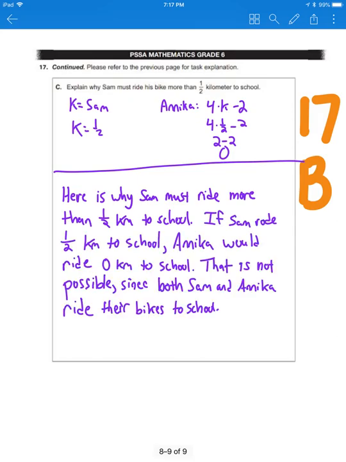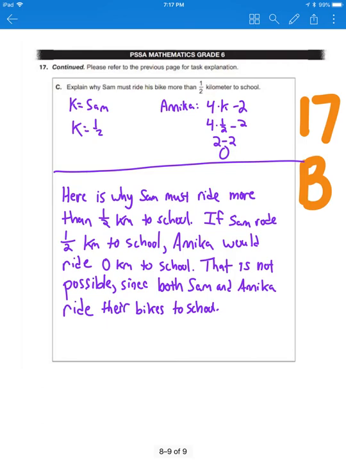Okay, so then I wrote my next 2 sentences here. So I said, if Sam rode 1/2 kilometer to school, Annika would ride 0 kilometers to school. And because I have my work showing up here, that helps my explanation, by the way. That is not possible since both Sam and Annika ride their bikes to school. So this explanation answers my question. I have a little work to show it as well. And it shows the people checking the test that I understand that if I substitute 1/2 in Annika's expression, I would get 0, and that would mean she doesn't ride her bike to school. So he has to ride more than 1/2 kilometer to school.